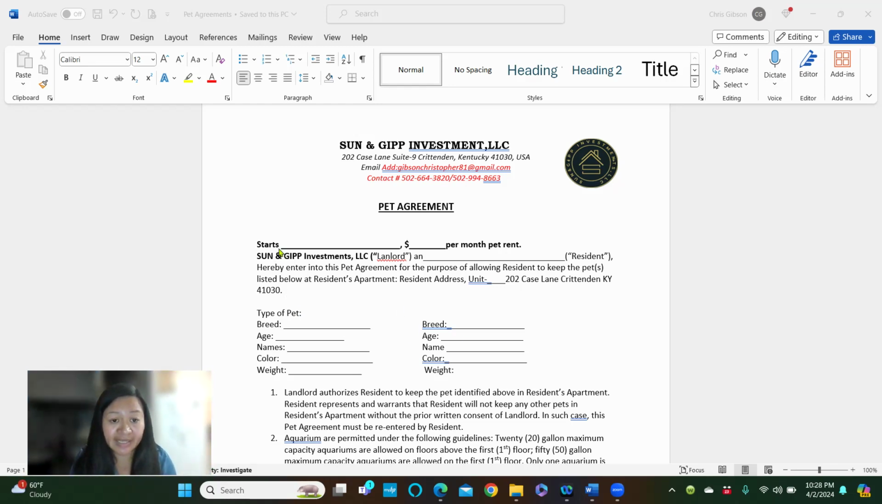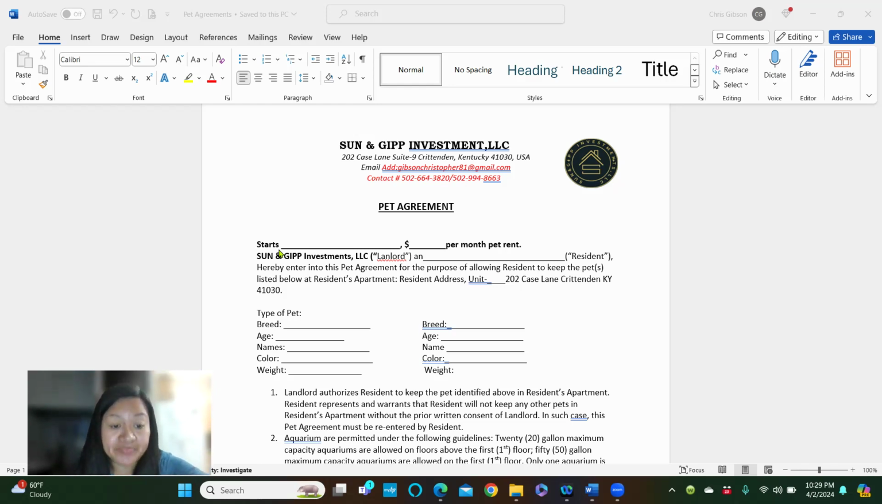For example, some of the tenants, when they move in, don't have pets, and then after many months they get a pet. If that happens, they need to inform the property manager or the property owner that they have a pet, so that they can sign a pet agreement.